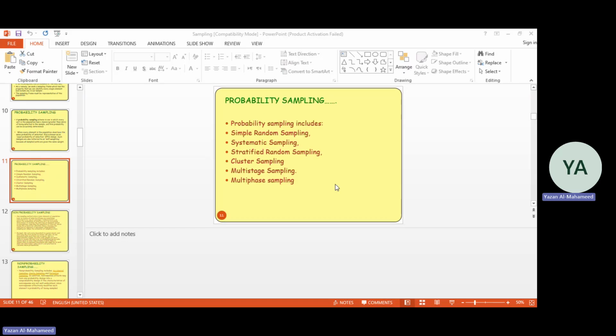The last type of non-probability sampling is called systematic sampling. In systematic sampling, we write the names of all individuals in the population on a list, and following that, we randomly choose a starting point and then select every second number, or every third, and sometimes every fourth number, until the sample size is fully achieved.